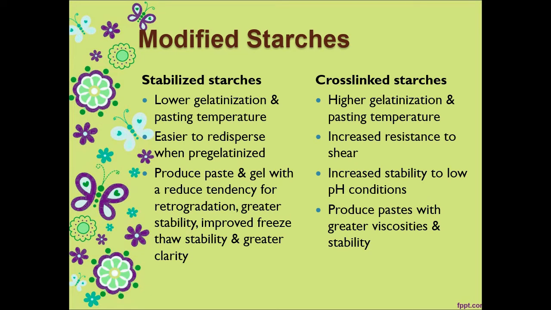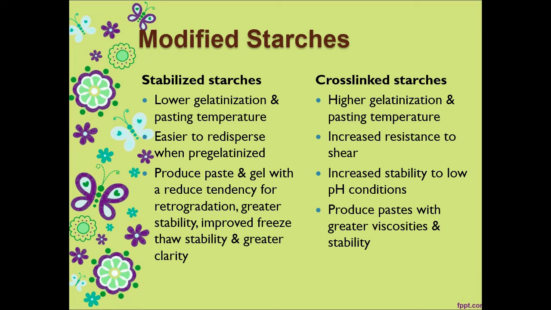Now, if we look at the characteristic of stabilized starch, which is modified chemically, and also cross-linked starch. For stabilized starch, it will have lower gelatinization and pasting temperature. Okay, means it does not need high temperature in order for the starch to be gelatinized, and followed by pasting.